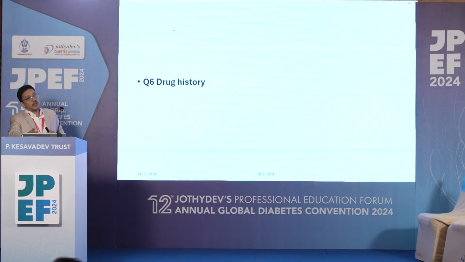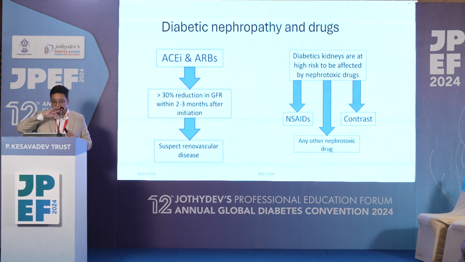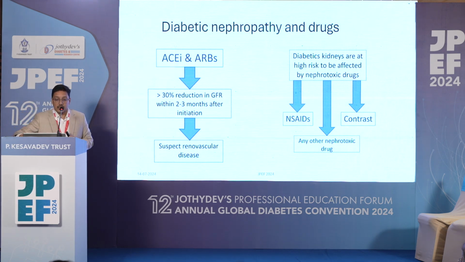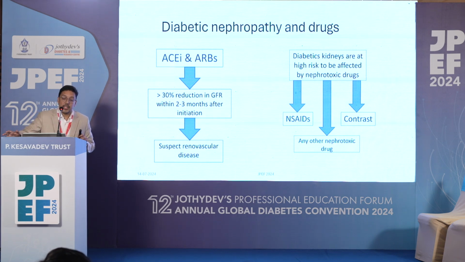Then drug history, as we do in any patient with diabetes, you have to check the drugs, recent drug intake, NSAIDs, especially if the patient is on ACE inhibitors and ARBs that were started recently. A reduction in GFR in the initial stage, up to 30%, you expect, and then it becomes normal. But if it keeps on rising, more than 30% reduction in GFR within 2 to 3 months after initiation, you should always suspect renovascular hypertension, and you have to do a renal Doppler or whatever.